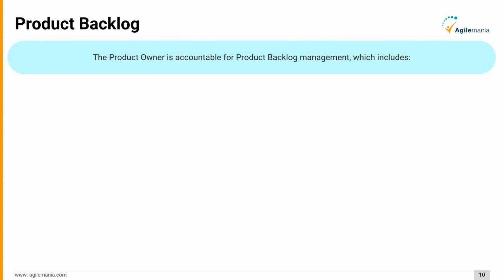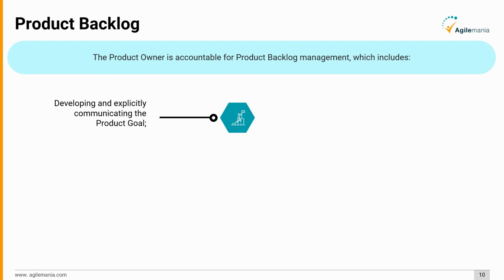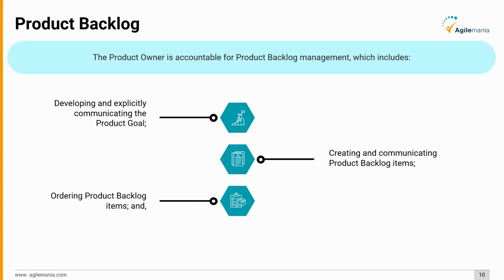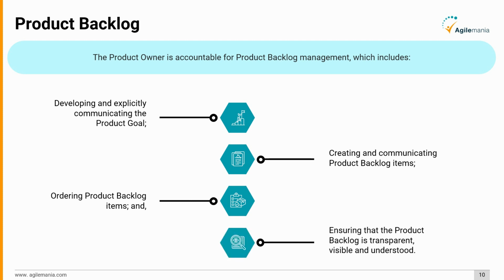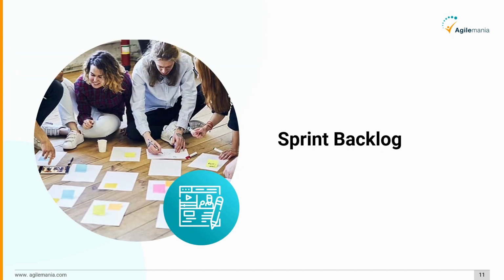The product owner is accountable for product backlog management, which includes developing and explicitly communicating the product goal, creating and communicating product backlog items, ordering product backlog items, and ensuring that the product backlog is transparent, visible, and understood.